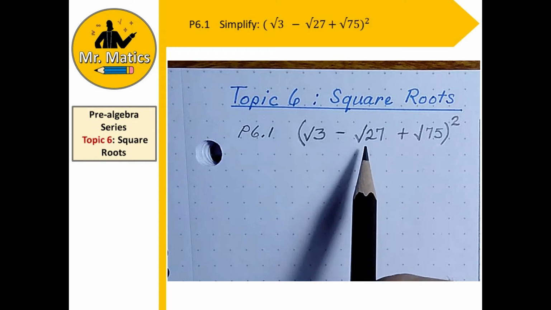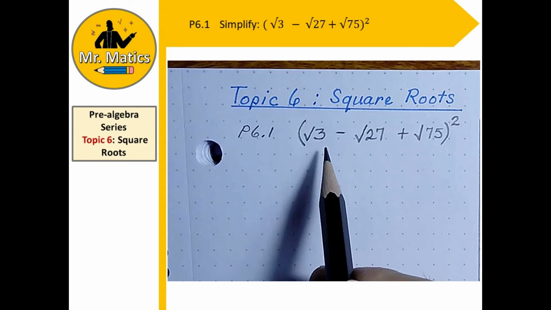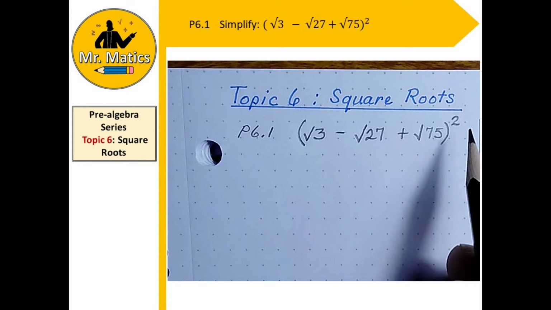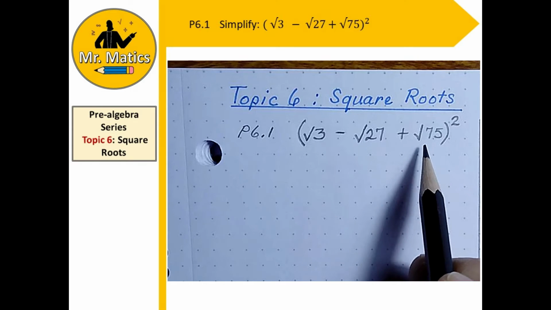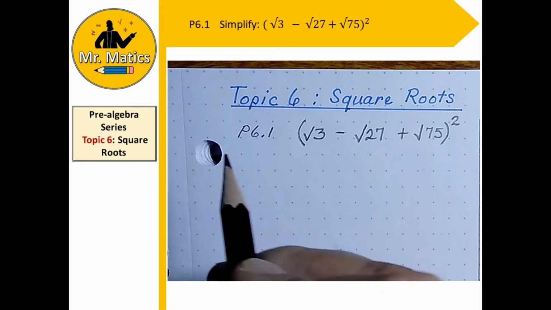Now we know that square root of 3 is the very basic form. Square root of 27 is square root of 3 square times 3. And square root of 75 is 3 times 25, which is 3 times 5 square. So let's write it in that fashion.